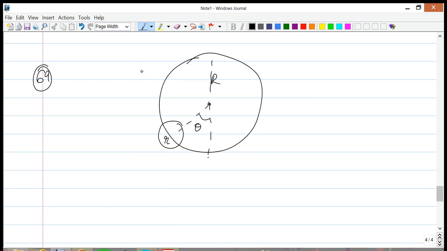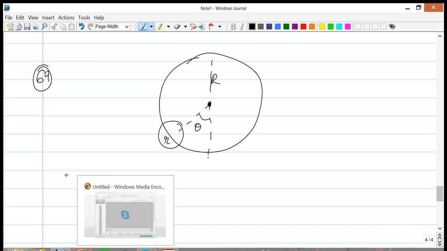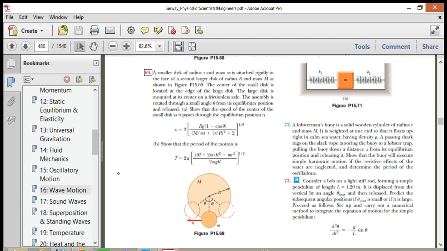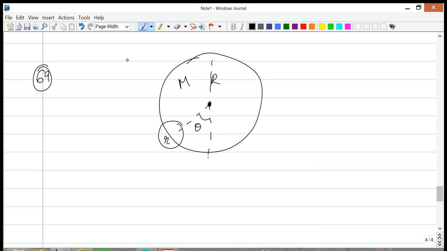In this problem, problem number 69, you have a large disk of radius R, and there's a little disk of radius lowercase r, and the masses of the disks are capital M and small m. In the beginning, the small disk is making an angle theta with the vertical.